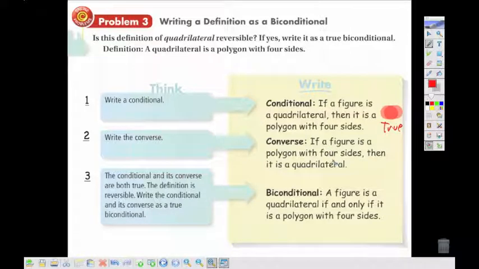The second one: if a figure is a polygon with 4 sides, so if something has 4 sides, what is it? Well, that's a quadrilateral. Therefore, that's also true. So since the conditional and the converse are both true, that means we can rewrite it as a biconditional. A figure is a quadrilateral if and only if it is a polygon with 4 sides.